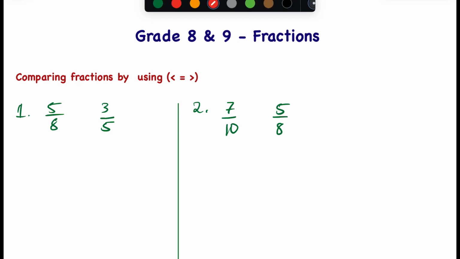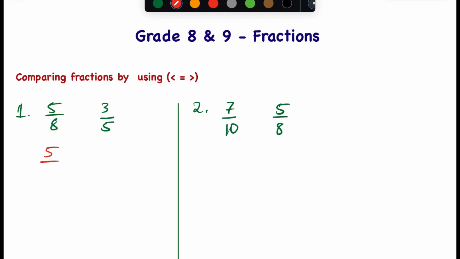Now in here, the first thing that we're going to do when comparing fractions, you look at the denominators. The denominators here, we have 8 and 5. Now in 8 and 5, we're going to make them the same. That's the first thing that we do. You can't compare the fractions without having your denominators the same. So how do you make the denominators the same?